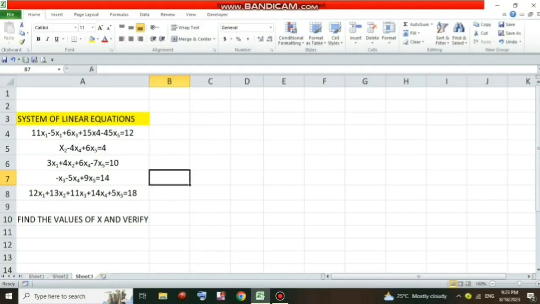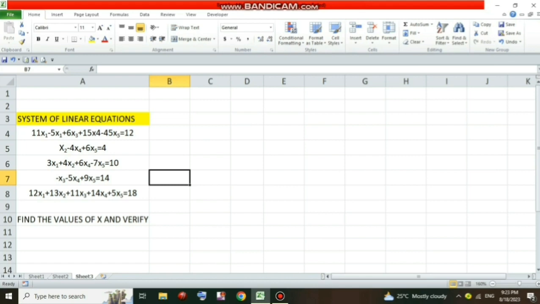Hello all, welcome to this class on spreadsheets for engineers, and in this class let's learn about the system of linear equations, which is the last topic in matrices. That is, let's learn about how to find the values of x, that is x1, x2, x3, x4 and x5 using Excel, and we'll try to verify it also.